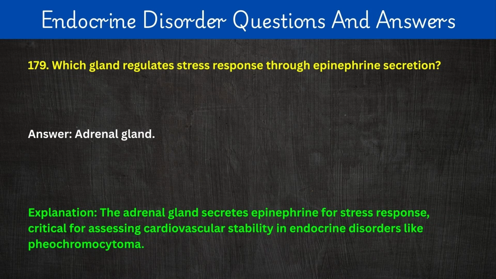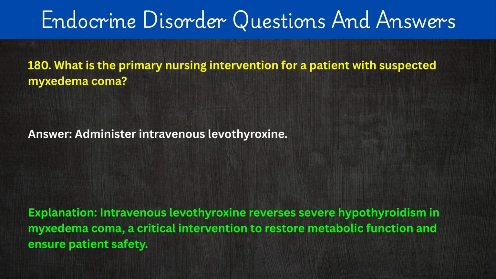179. Which gland regulates stress response through epinephrine secretion? Answer: adrenal gland. Explanation: the adrenal gland secretes epinephrine for stress response, critical for assessing cardiovascular stability in endocrine disorders like pheochromocytoma. 180. What is the primary nursing intervention for a patient with suspected myxedema coma?